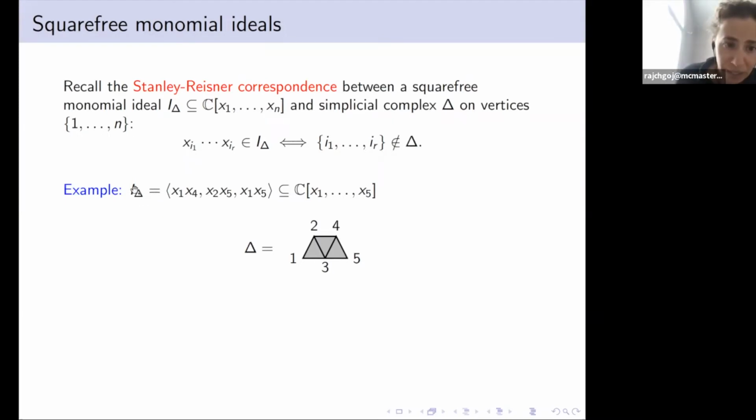So for example, here's my ideal I_delta, my squarefree monomial ideal generated by x1x4, x2x5, and x1x5. And the corresponding simplicial complex is three filled-in triangles glued together. And we see that 1, 4 is not a face, it's not an edge in this simplicial complex, so x1x4 is in the ideal. 2, 5 is not a face, and so x2x5 is in the ideal. And 1, 5 is not a face, so x1x5 is in the ideal. In fact, the ideal has minimal generators corresponding to the minimal non-faces. Okay, so that's the Stanley-Reisner correspondence. Squarefree monomial ideals correspond to simplicial complexes.